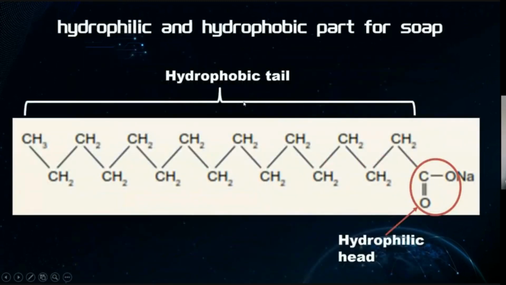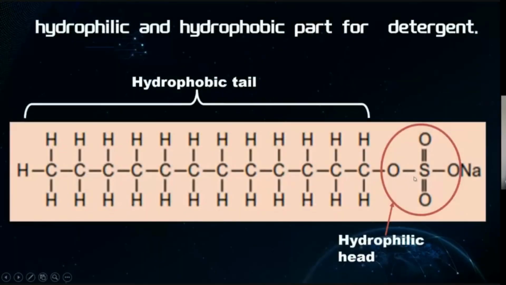Next is soap. If you are asked to label or to circle, the head is hydrophilic. Hydrophilic, soluble in where? In water. The hydrophobic tail, this part is soluble in the grease or oil. Detergent is also the same. You see, for soap the salt is carboxylate, COO. But for the detergent it is the sulfonate, SO3 or SO4.